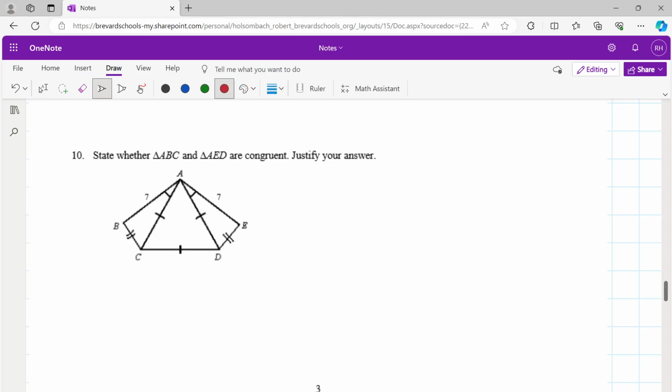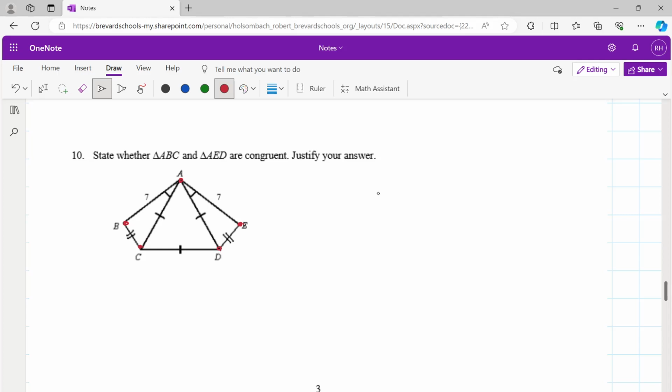Problem number 10, state whether ABC and AED are congruent. Justify your answer. Triangle ABC, it's right over here on the left. A, B, C. Is it congruent to triangle AED? Well, A to B is 7, isn't it? And A to E is 7. B to C is congruent to E to D. And then CA is congruent to DA.